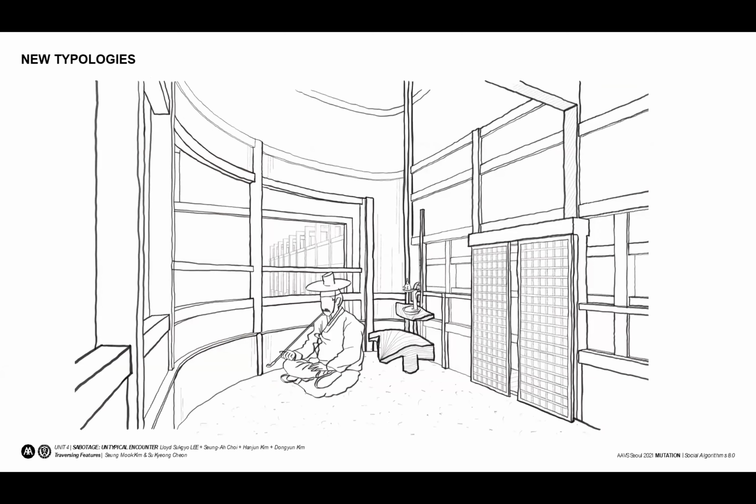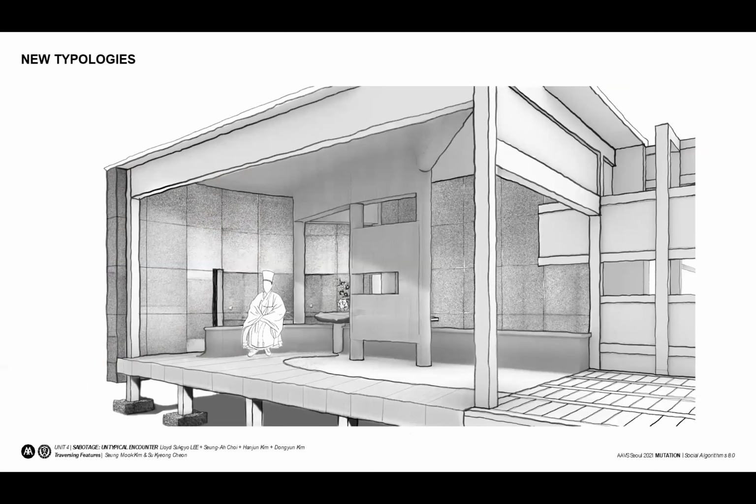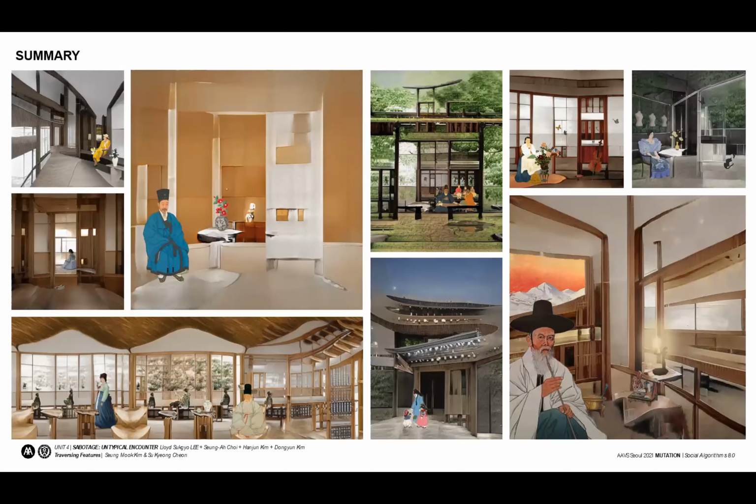And this is an internal sketch. And the modern typology from a slightly different angle in order to show the spatial quality. And this is a more elaborated perspective sketch. And we will finish our presentation with the summary of our images. Thank you.